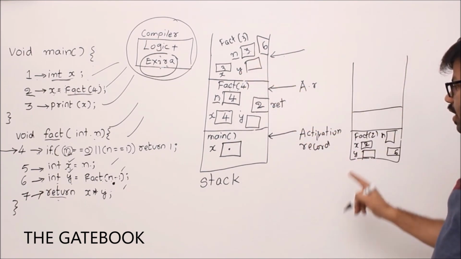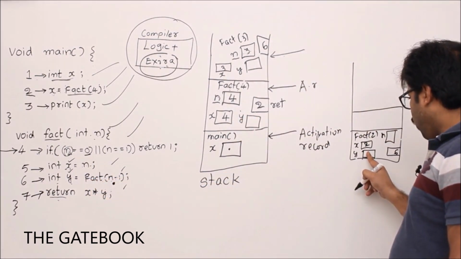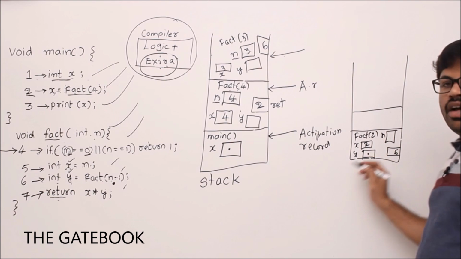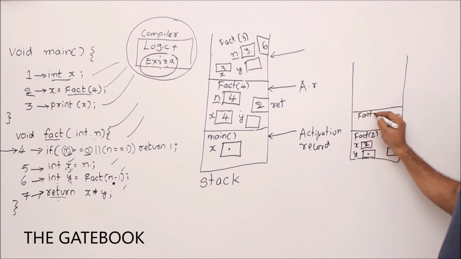Here, what is y getting? y equal to factorial of n minus 1. Factorial of 1. We have to write factorial of 1. But factorial of 1 is not computed, so we have to create a new activation record.